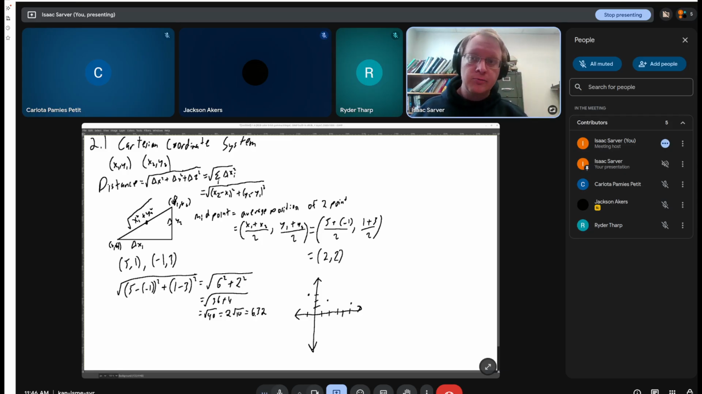So there are some things you need to be aware of when you're plotting things on your graphing calculator, if you have one. As noted, it is not required for this class, but I would highly recommend it. It is beneficial to have one if you need it.